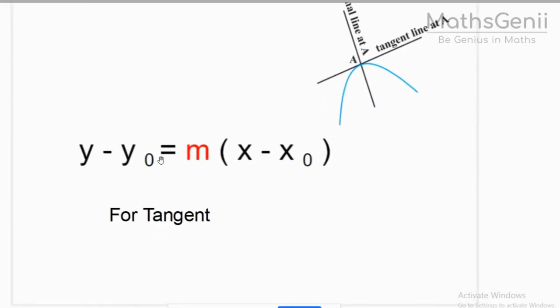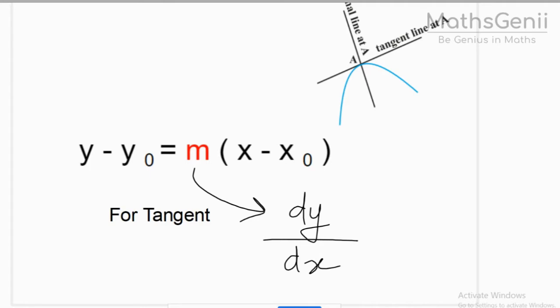y minus y naught is equal to m(x minus x naught). What is m? In the lower standards, you've already studied this. m is nothing but the slope of the line. But then we are dealing with application of derivatives, and we have also studied in derivatives that the slope is given by dy upon dx. So that is what we have studied.